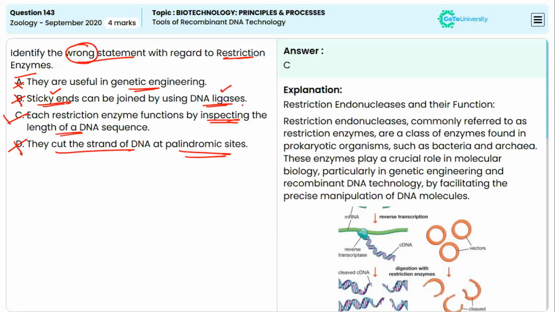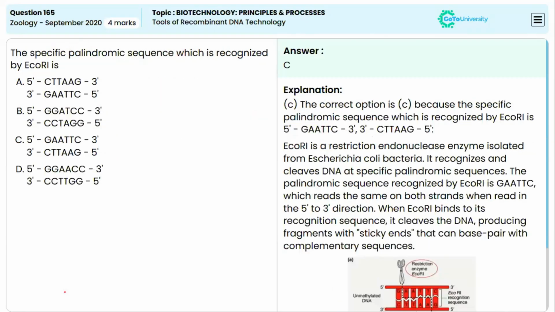They do not inspect the length of DNA sequence. They are particular enzymes, molecular scissors, with particular DNA. They cut the DNA sequences. They cleave the DNA sequences. So C is the correct answer.